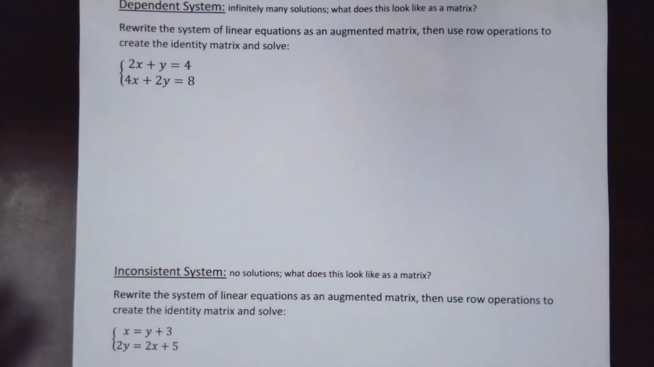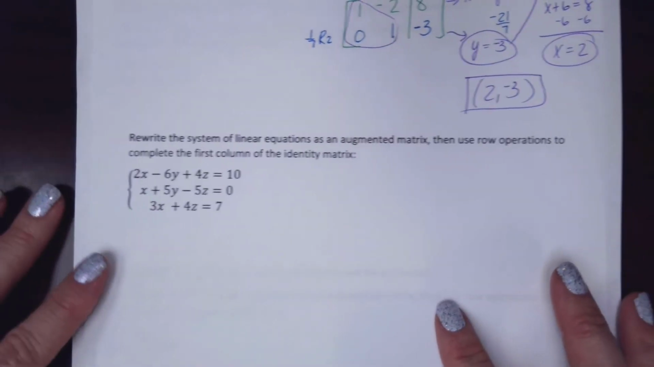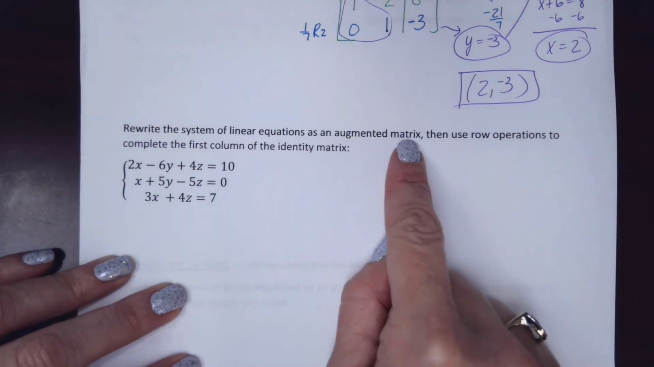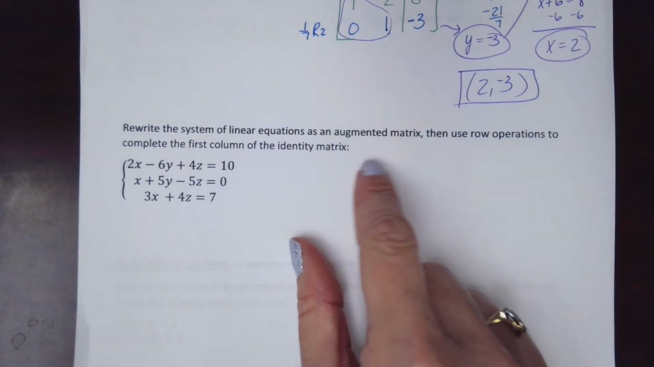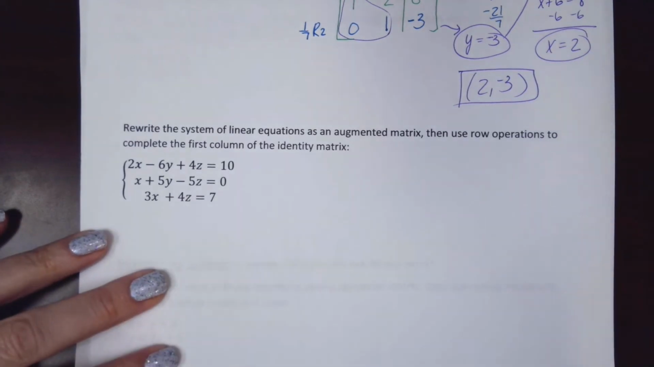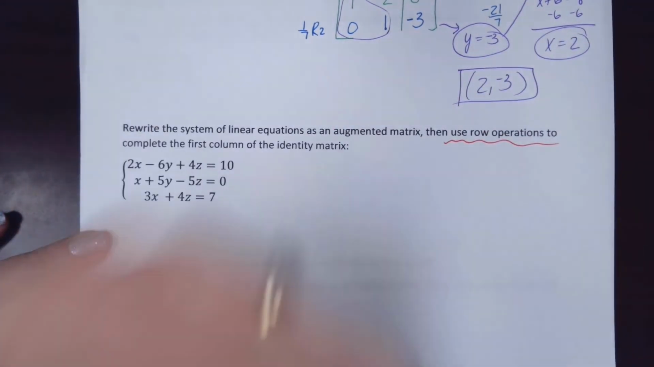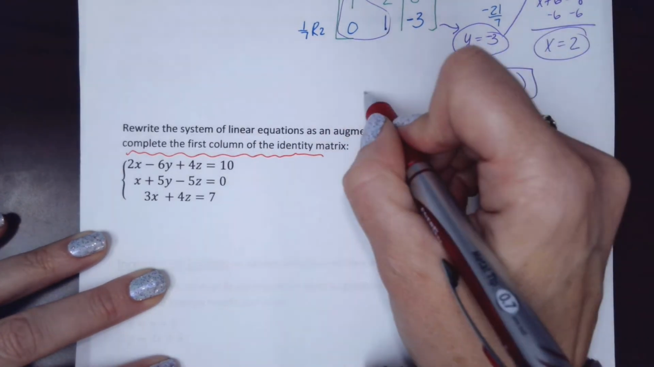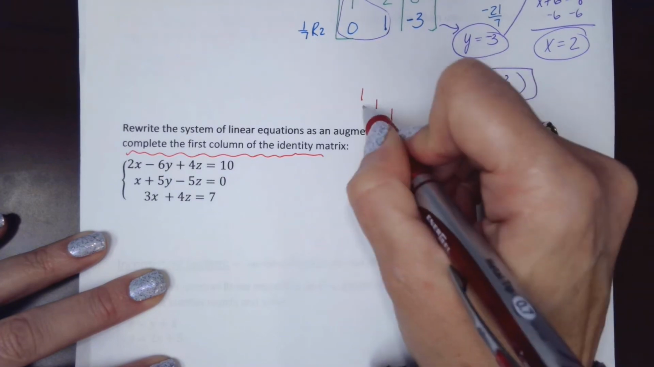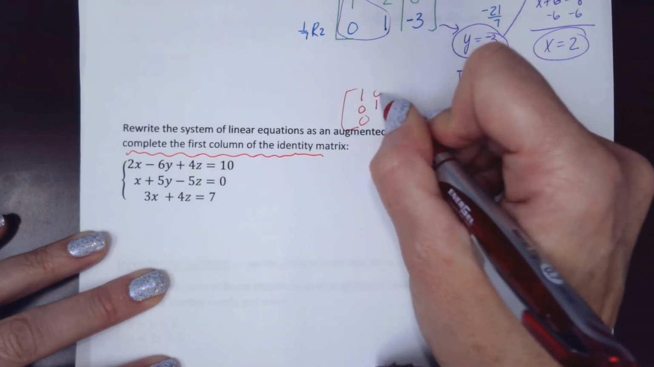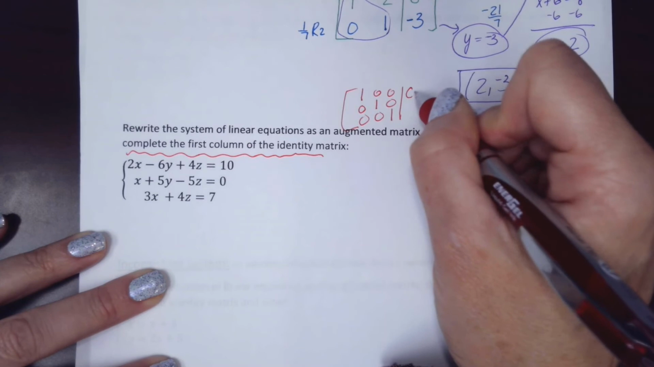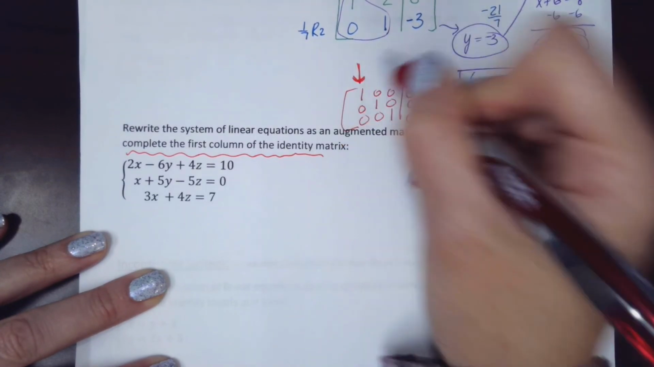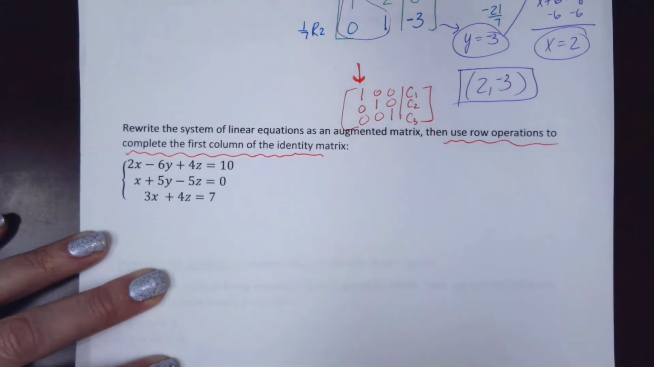Oops, let's go back to that 3 variable system I absolutely nearly skipped. Okay, we're going to rewrite the system of linear equations as an augmented matrix, and then we are going to work on it a little bit. Now notice that I'm not going all the way. We're going to use row operations to complete the first column. If I have an identity with 3 variables, my first column is that 1, 0, 0. So all I'm after right now is this first column. I want to get 1, 0, 0 in my first column.